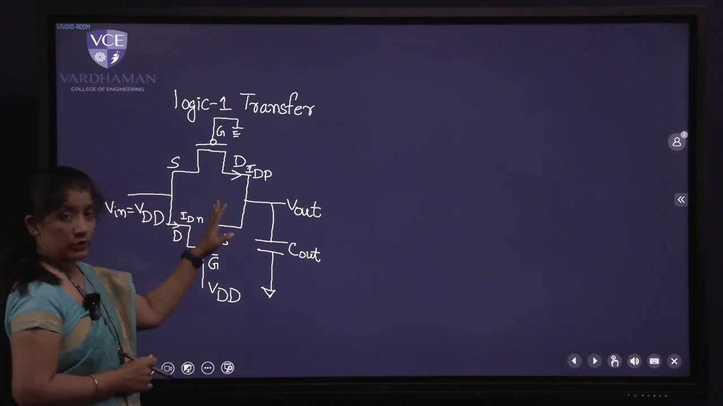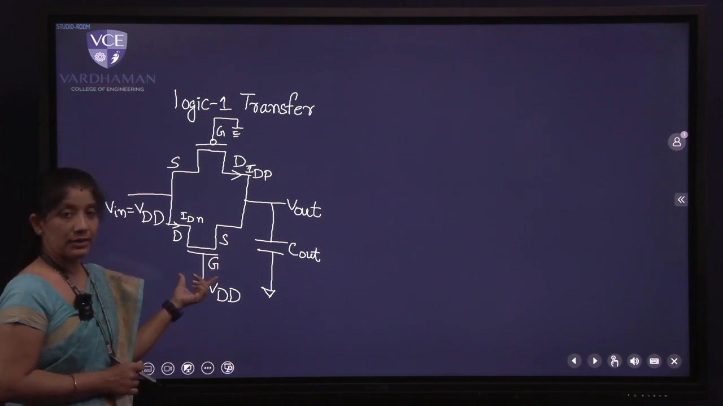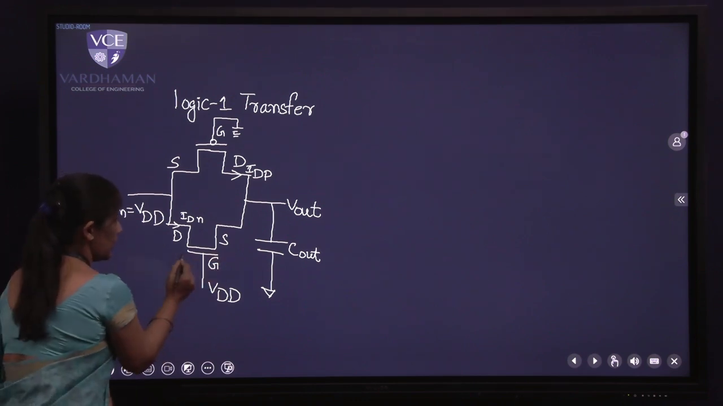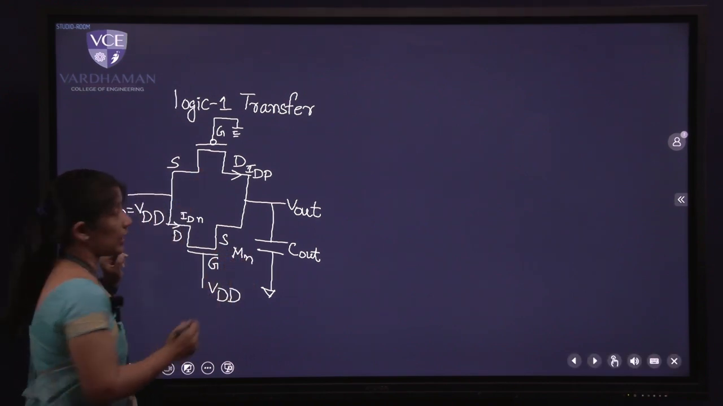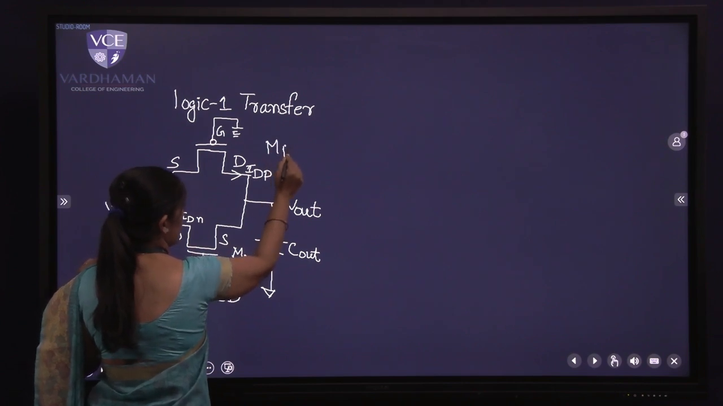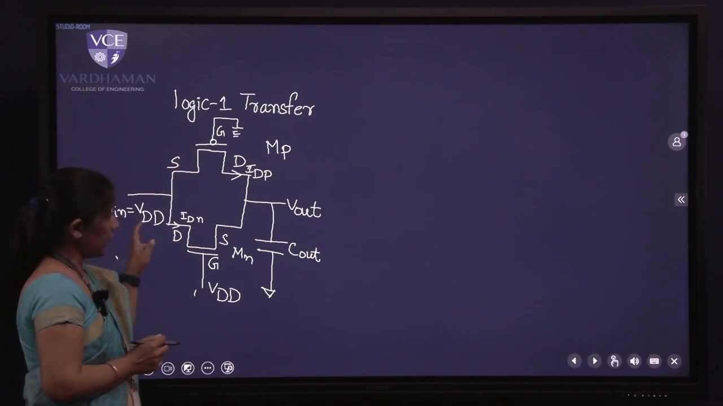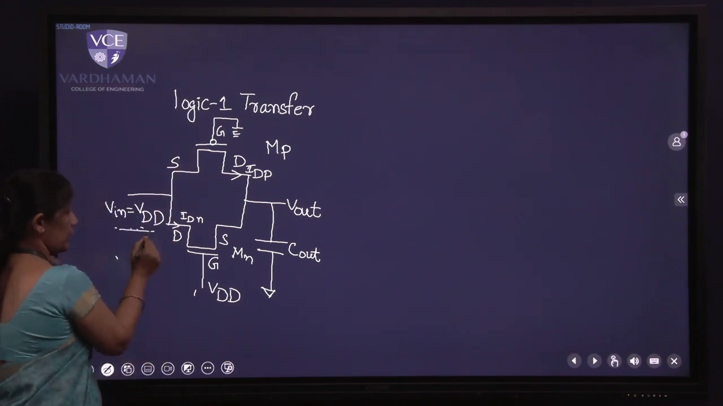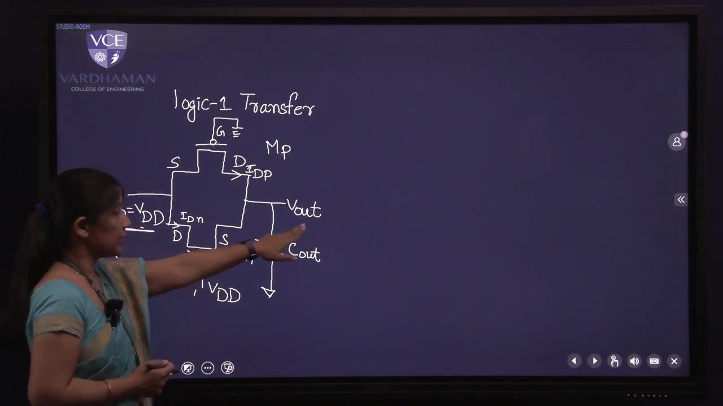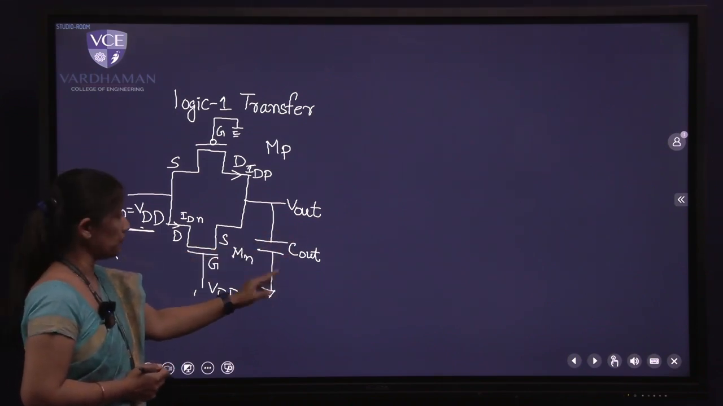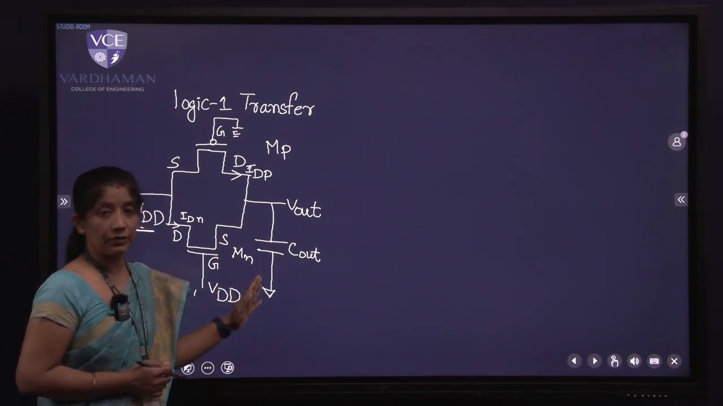Now for logic 1 across the transmission gate, I have drawn the circuit here. As we have seen in the previous slide, here I have an NMOS transistor, let me write it as Mn, and here I have a PMOS transistor Mp. Because I am transferring logic 1, the input to the transmission gate is high voltage VDD. This is my output, taken across a capacitor. So output logic 1 or logic 0 will be obtained by charging or discharging of the capacitor.